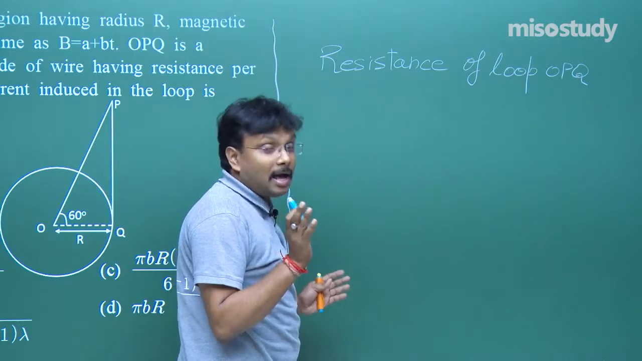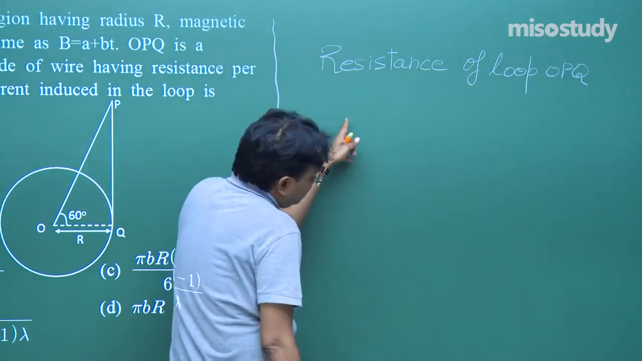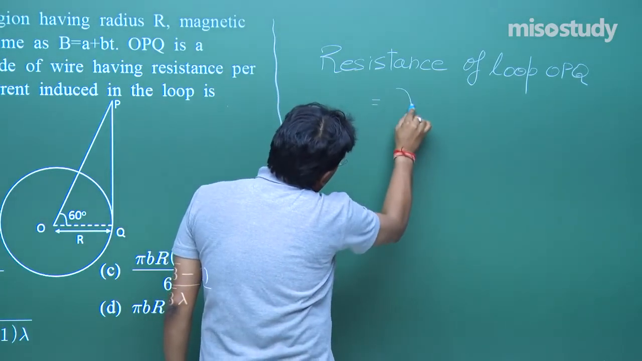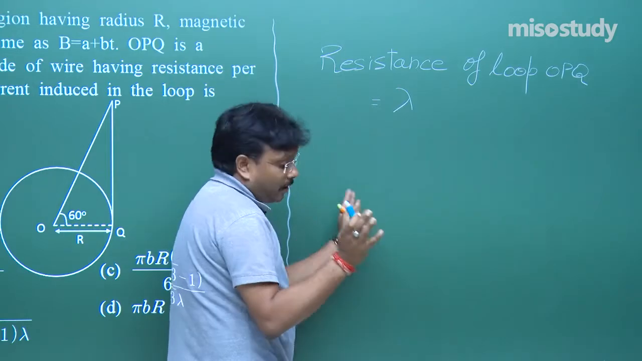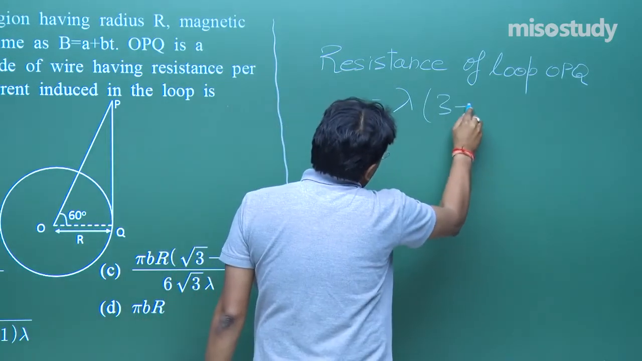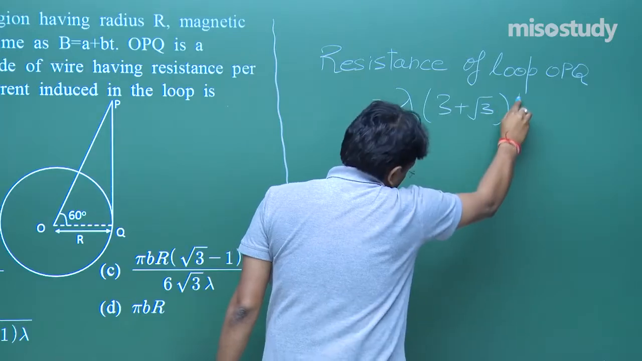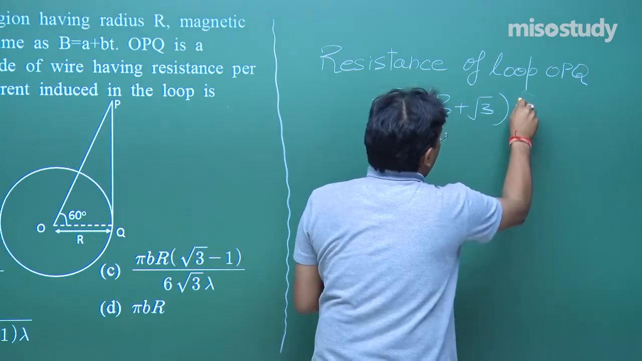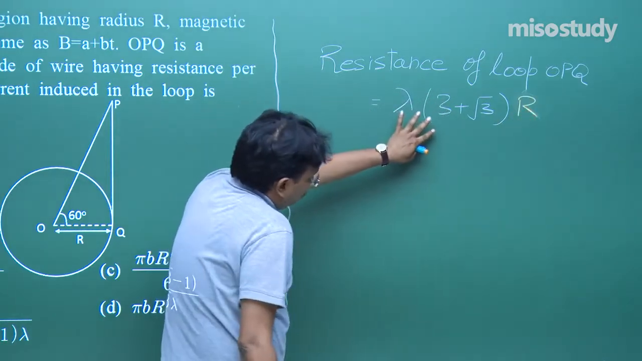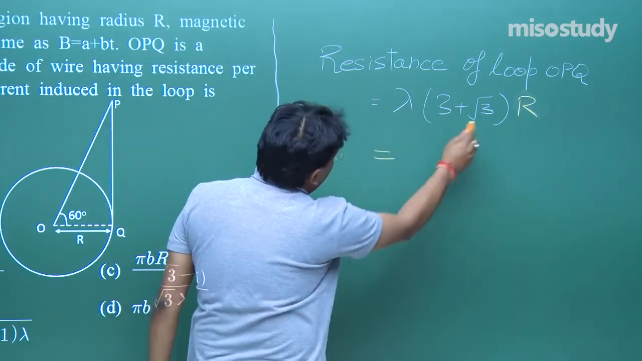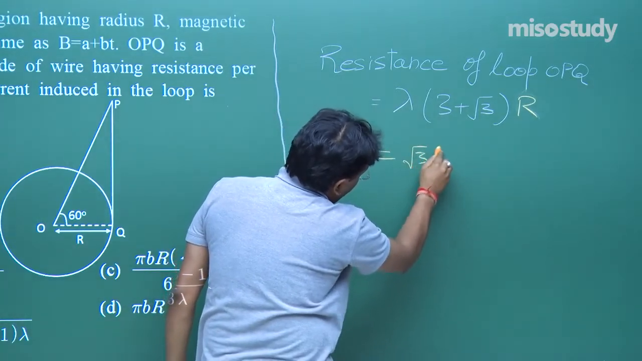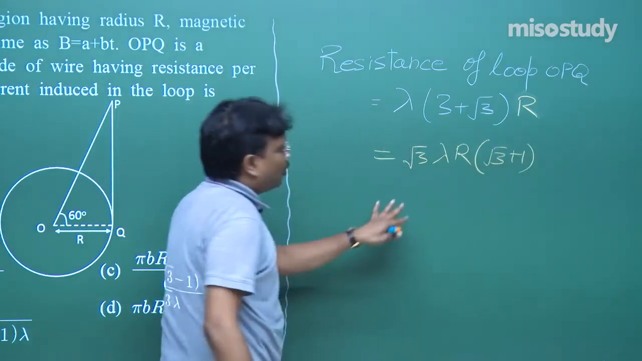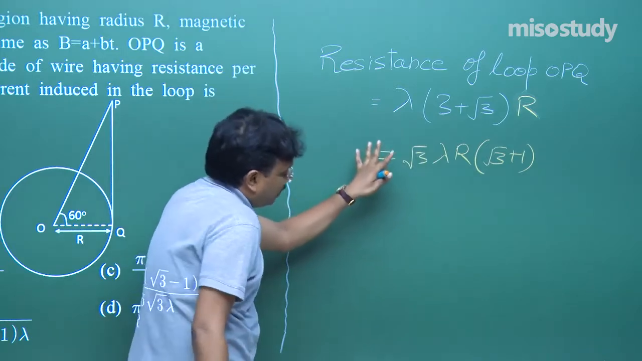Fine, because it is a wire having resistance lambda per unit length. So resistance of loop OPQ is equal to lambda and then total length. So lambda and 3 plus root 3 r. I should write this r with a different color, r. This is the total length, and you can take it out common, like root 3 lambda r into root 3 plus 1. Any point of time you can do that. This is nothing but arranging the terms.